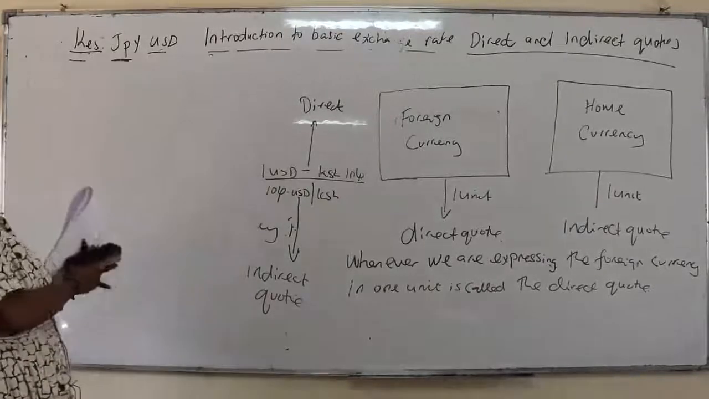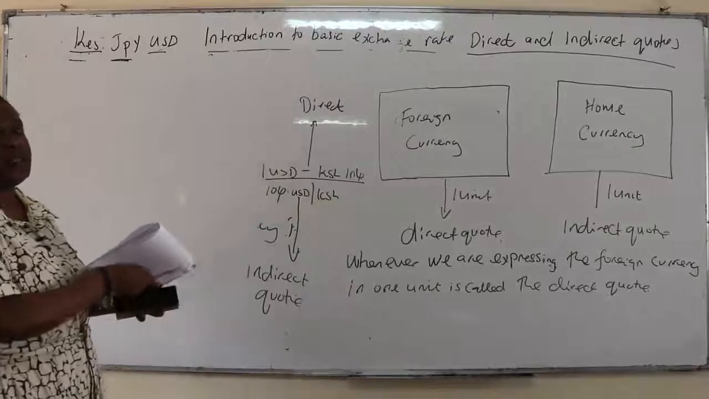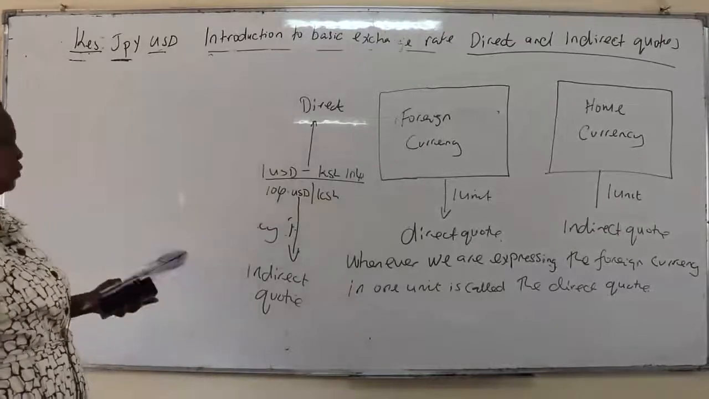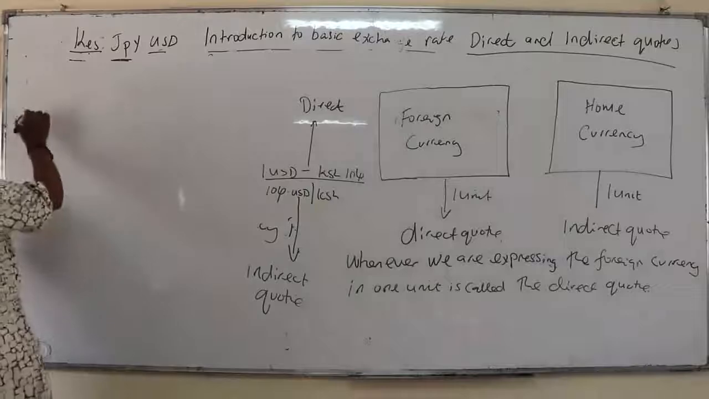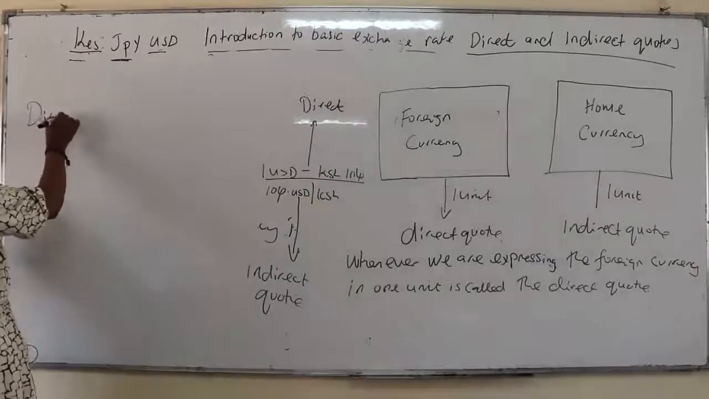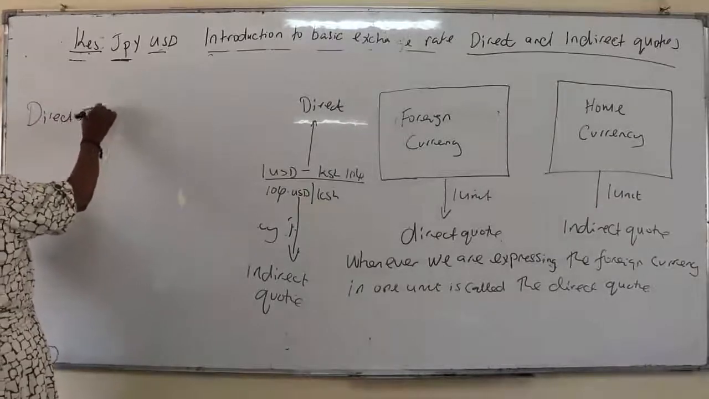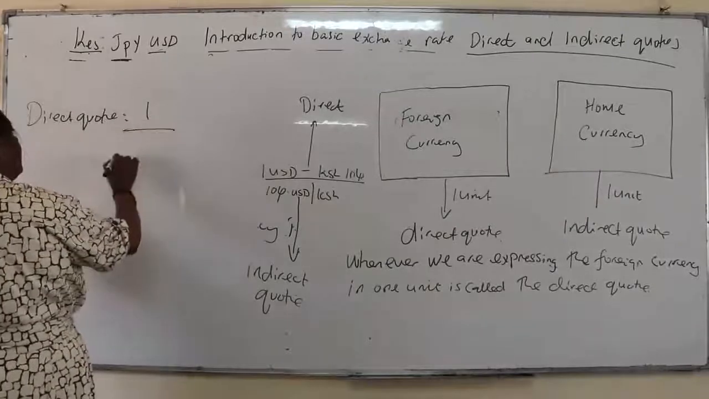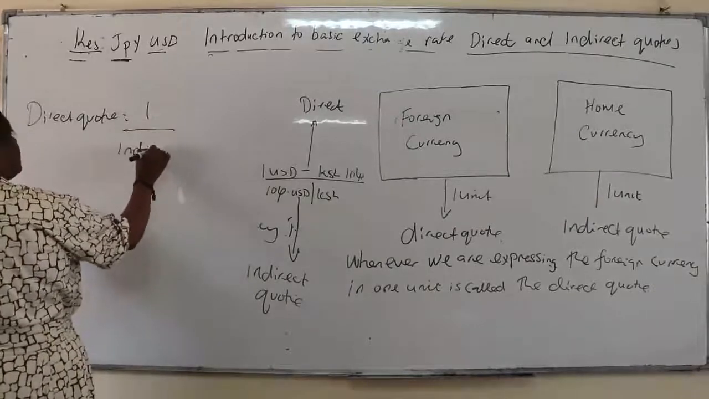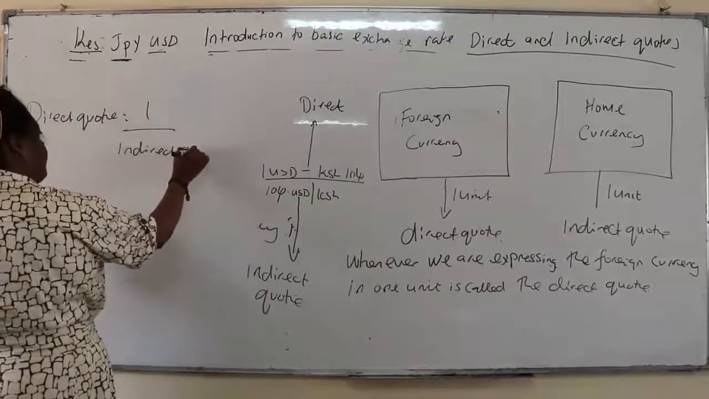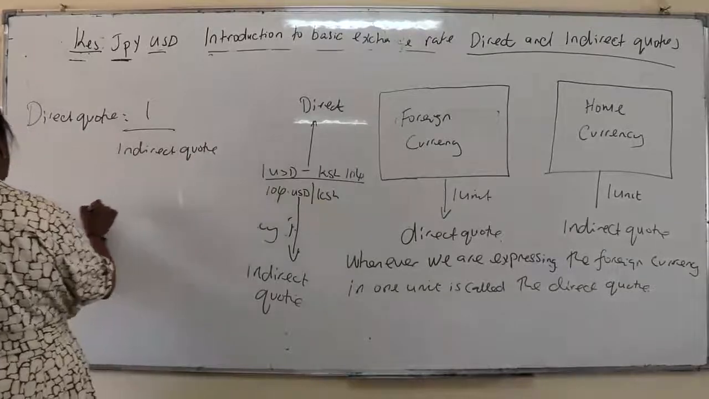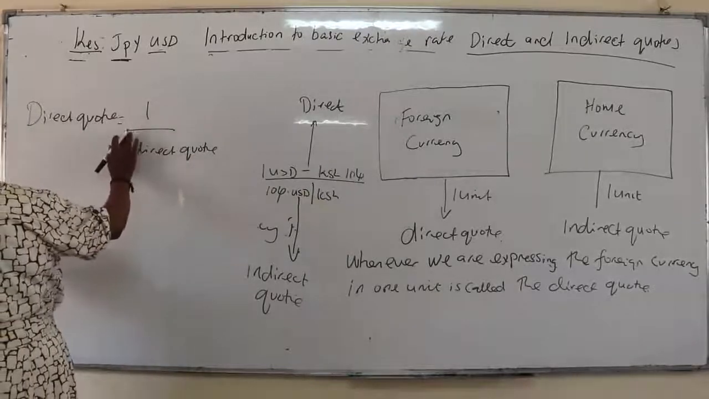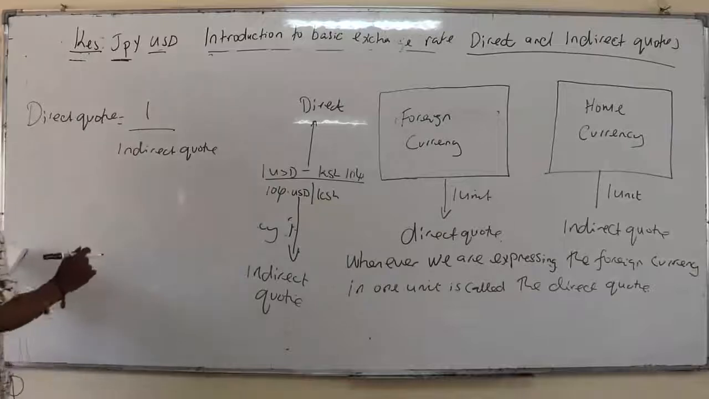And it's usually the inverse. To get the direct quote, we take the inverse of the indirect quote. So the direct quote is equal to 1 over the indirect quote.